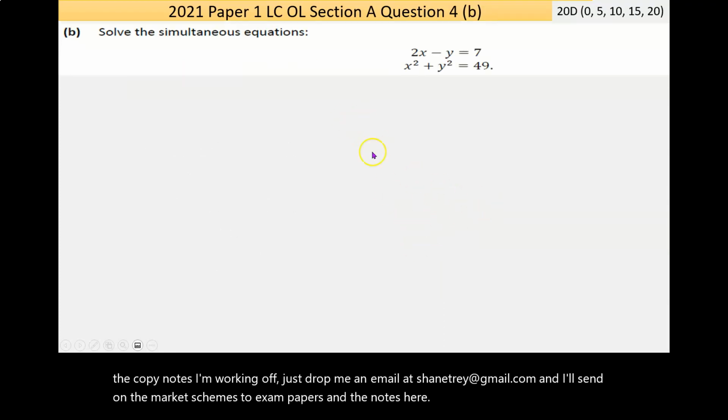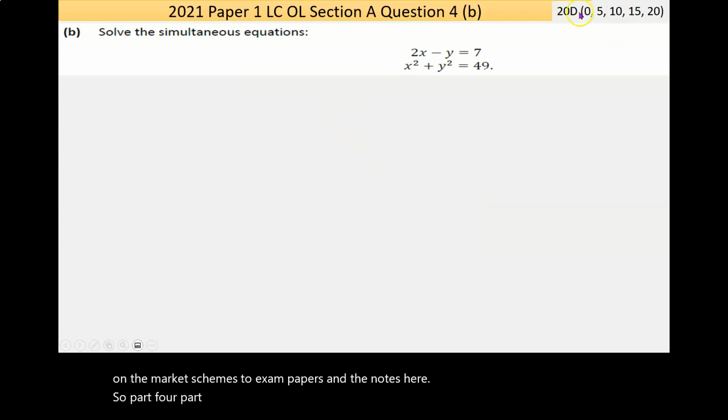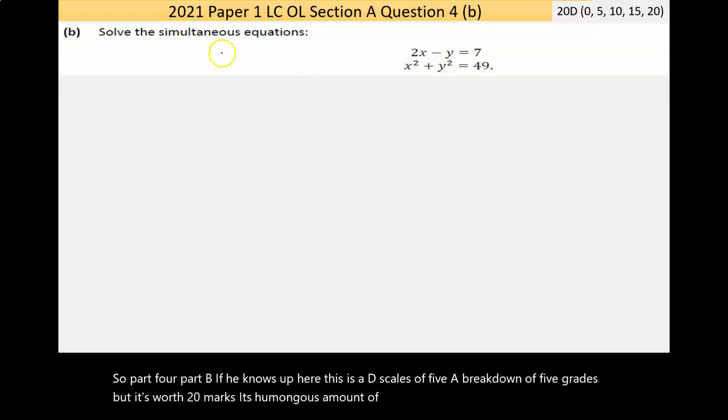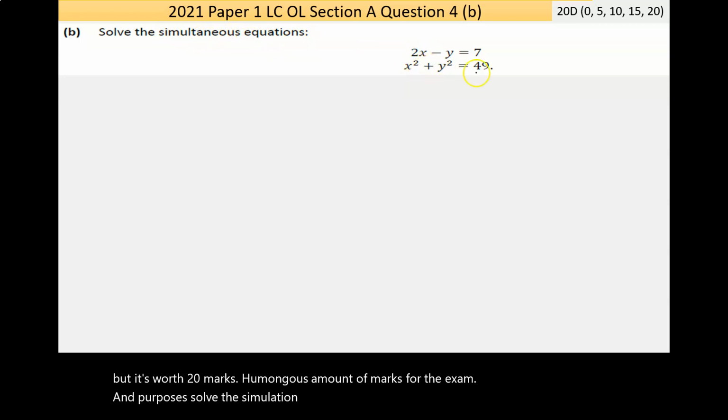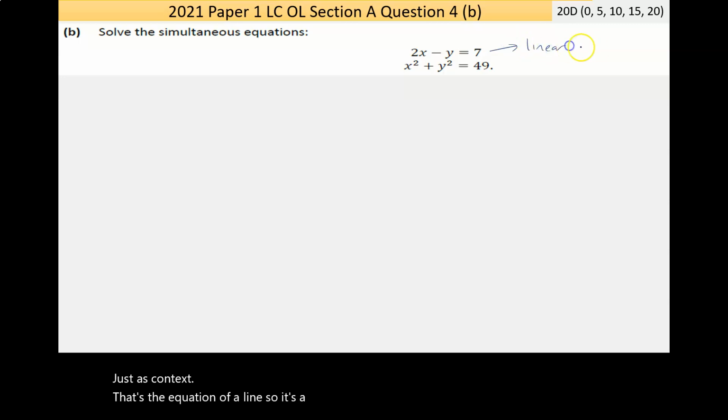So part 4, part B. Now, if you notice up here, this is a D scale, so a breakdown of 5 grades, but it's worth 20 marks. It's a humongous amount of marks for the exam. And part B says solve the simultaneous equations, and it gives you 2 here. Now, just as context, that's the equation of a line, so it's a linear equation.